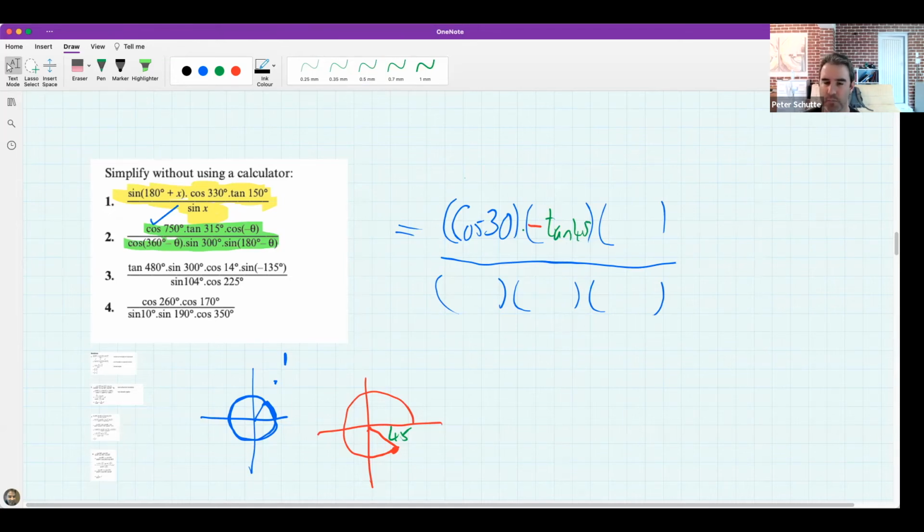Yeah, Kakleko, what's your question? I just want to know, why is cos 30 positive and not negative? Because it was lying in the second quadrant. Unless I'm wrong.